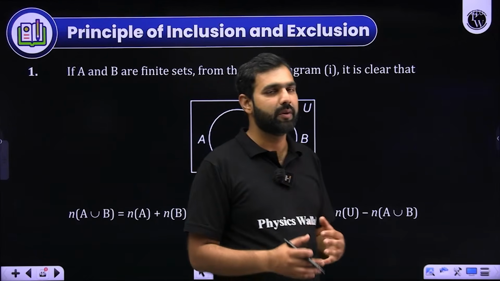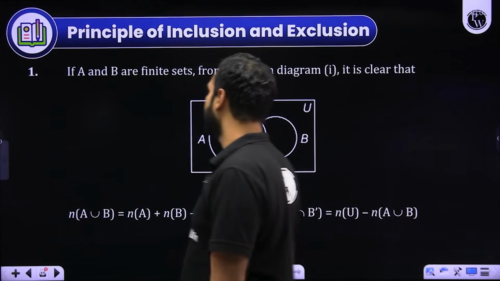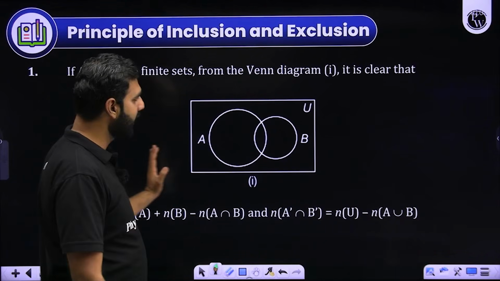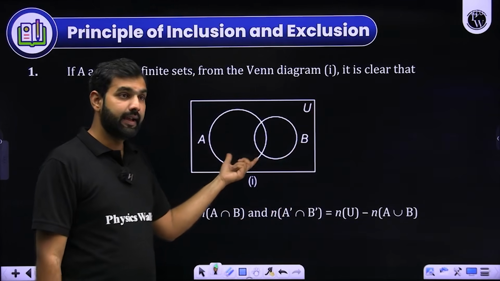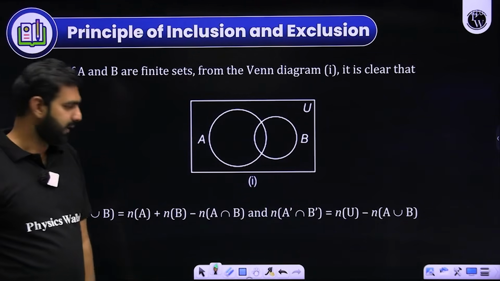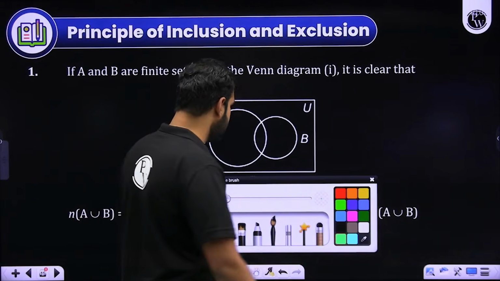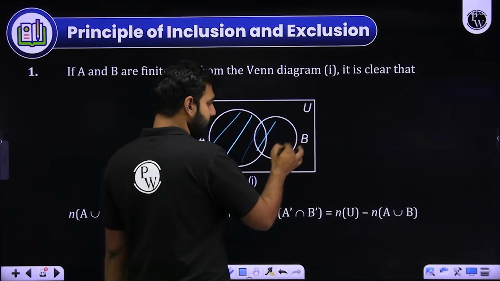Let us understand the principle of inclusion and exclusion. What does it mean? Let's say I have two sets, A and B. They are finite sets. Through a Venn diagram, I can represent them like this: there is a universal set, this is set A and this is set B. Now, what if I ask you A union B? Will you not say, sir, A union B means that you want this region, this and this. This is what I want.